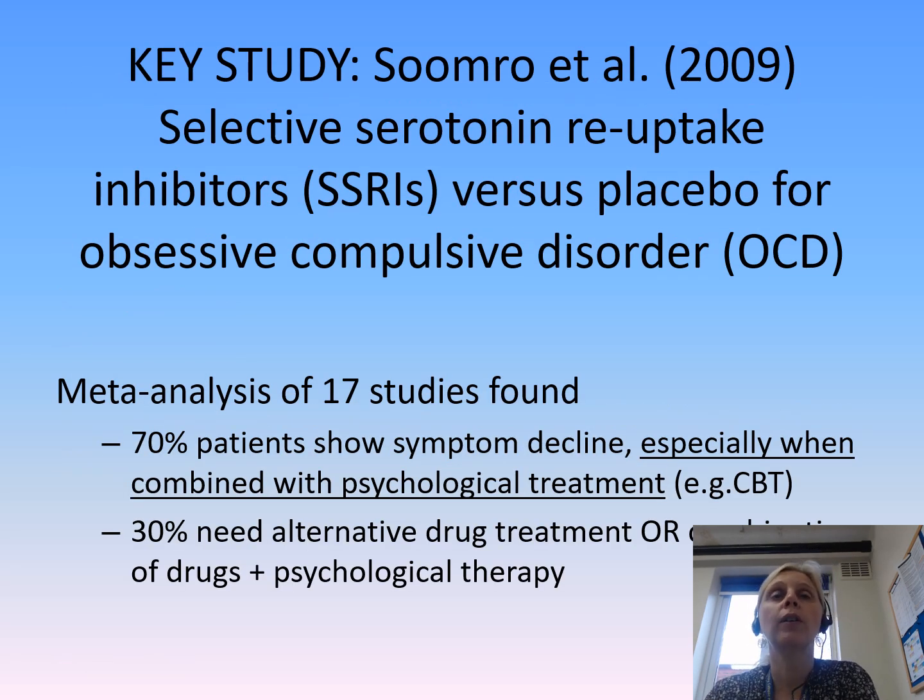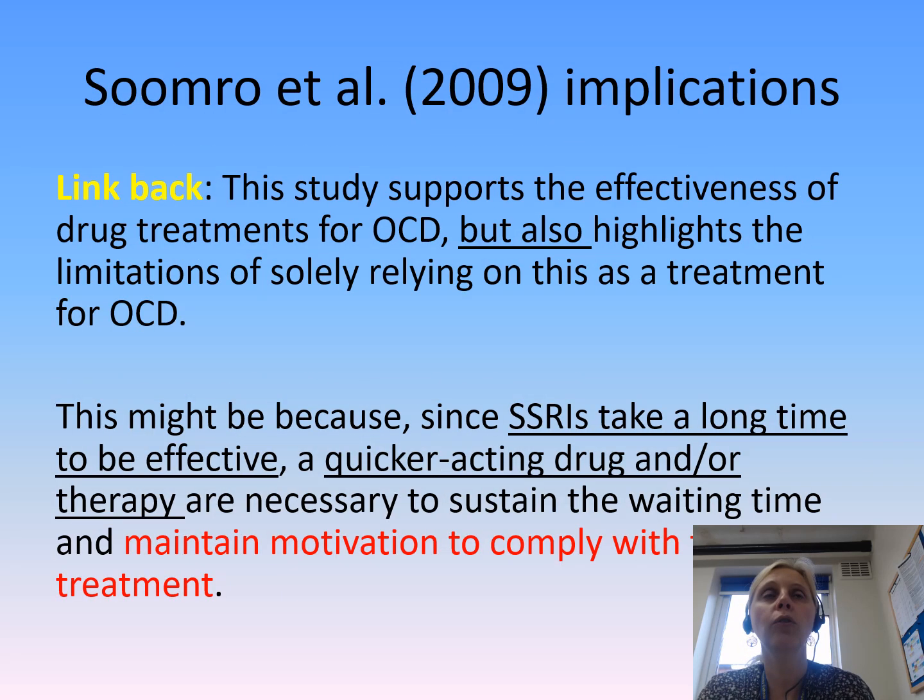Sommer et al. was a meta-analysis of 70 studies comparing SSRIs with placebo, and what they found was positive, effective outcomes. 70% of patients show symptom decline, but notice this, especially when combined with psychological treatment. 30% need an alternative drug treatment, meaning those SNRIs or those tricyclics or those benzodiazepines, or a combined drug and psychological therapy. So in the next slide, we're going to look at how we interpret these findings and how we link them back to our topic.